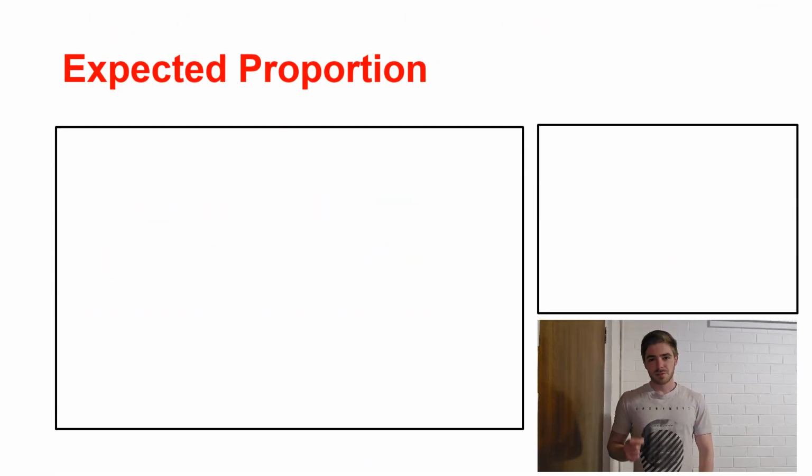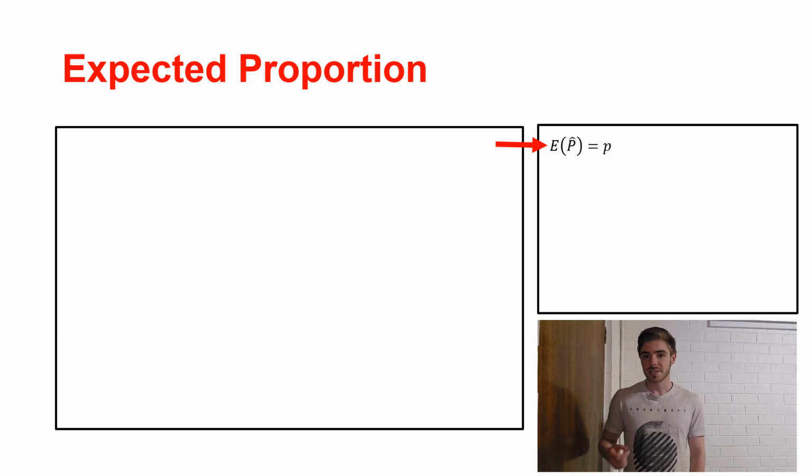The reason why I'm specifying the expected proportion rather than the mean or the expected value is because the way it works for sampling and estimation is a little bit odd. The expected proportion of any given scenario is equivalent to the population proportion P. No calculation needs to be done. Why? Well, let's take a look.